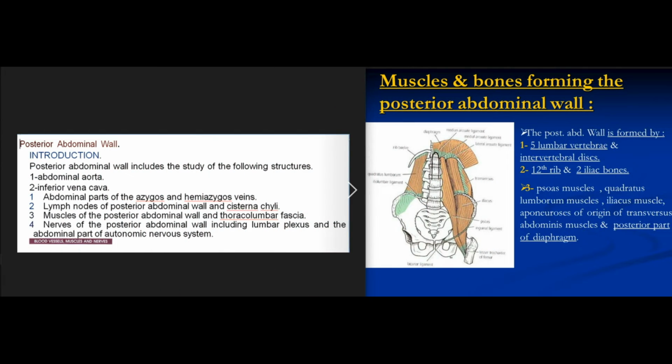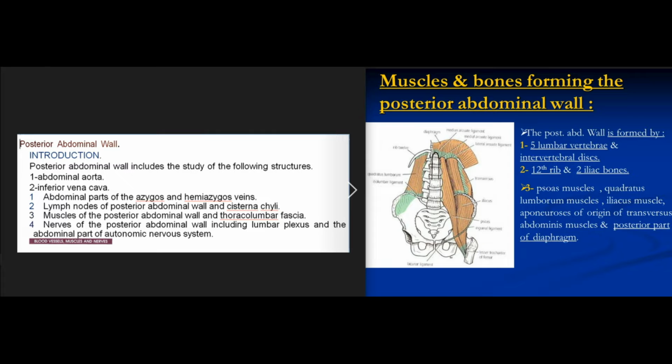Posterior abdominal wall. Introduction. The posterior abdominal wall includes the study of the following structures. 1. Abdominal aorta. 2. Inferior vena cava. 1. Abdominal parts of the azygos and hemiazygos veins. 2. Lymph nodes of the posterior abdominal wall and cisterna chyli.